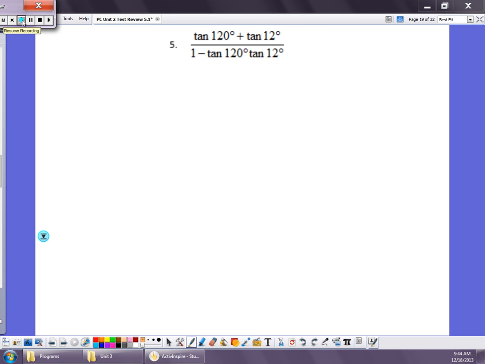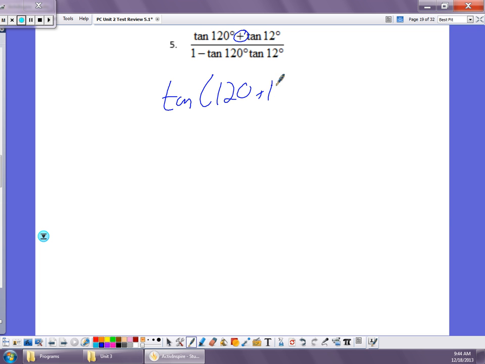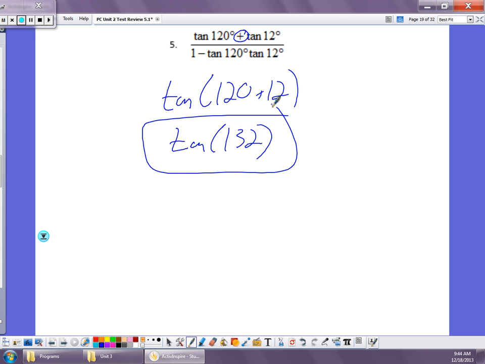So here, you're going to look at your list of identities and just see what this matches. So this is just A and this is B. If you have two different angles, you should know right away it's going to be sum or difference. So this is just the sum or difference of tangent with 120 and 12, and this is the sign that you look at. So it would just be tangent 120 plus 12, which is the tangent of 132. And that's it. You're done.